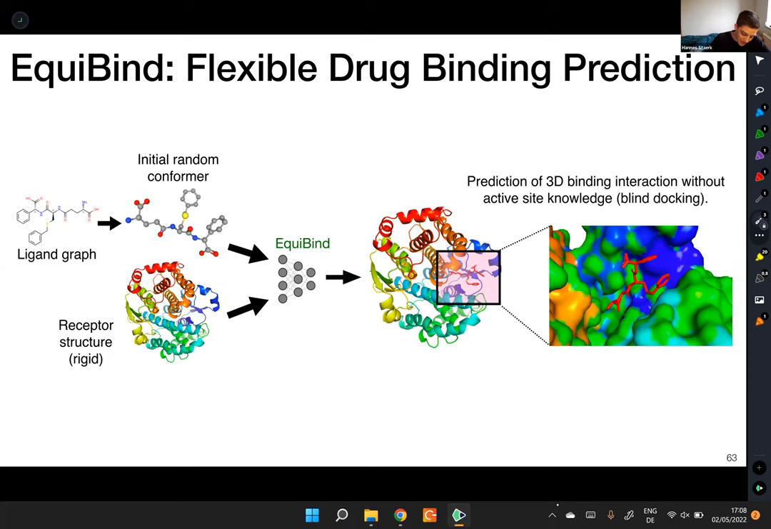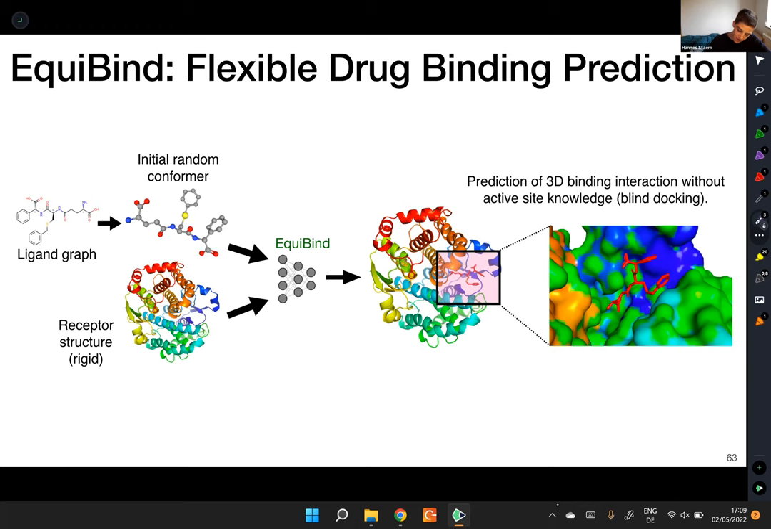Then what we actually do in the beginning, to get an initial 3D structure for the ligand, is we just choose a random RDKit conformer. In the end, we will also use the bond lengths and the bond angles of this RDKit conformer, and EquiBind will only change the torsion angles of the conformer, because we assume that the bond lengths and bond angles are pretty accurate anyway from the RDKit conformer, and how the conformation really ends up being mostly depends on the torsion angles. Then we want to predict the 3D coordinates in which the small ligand binds to the protein.